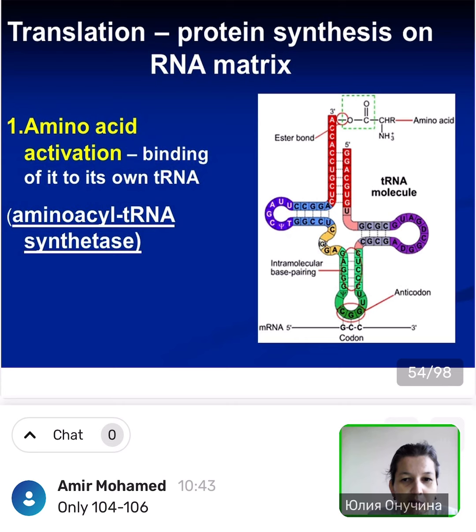So, translation, protein synthesis. The next stage. The first was transcription, the second was processing, and the third translation.